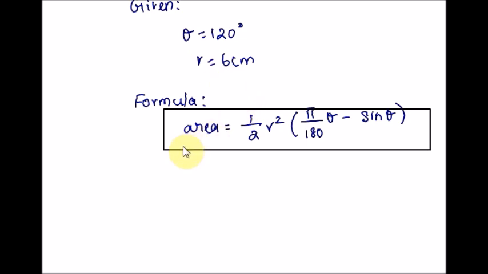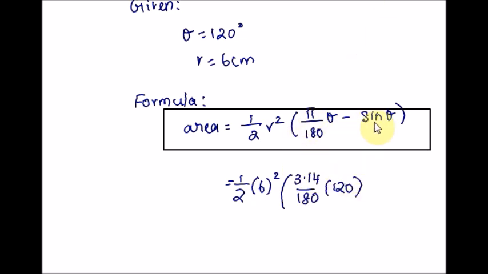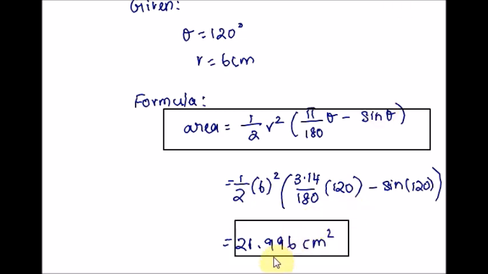So by substituting, we can replace pi by 3.14. Replace theta by 120. So 6 square over 2, 3.14 over 180 degrees times 120 degrees minus sine 120. I'm getting 21.996. Please make sure that you include the units. Therefore, the area is 21.996 centimeter square. Hope you're clear with this example. So when the angle is given in degrees, we use this one.